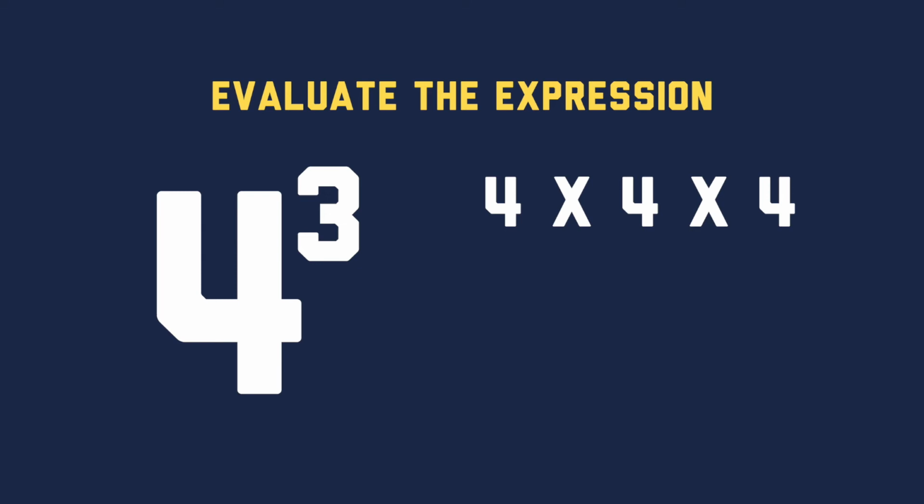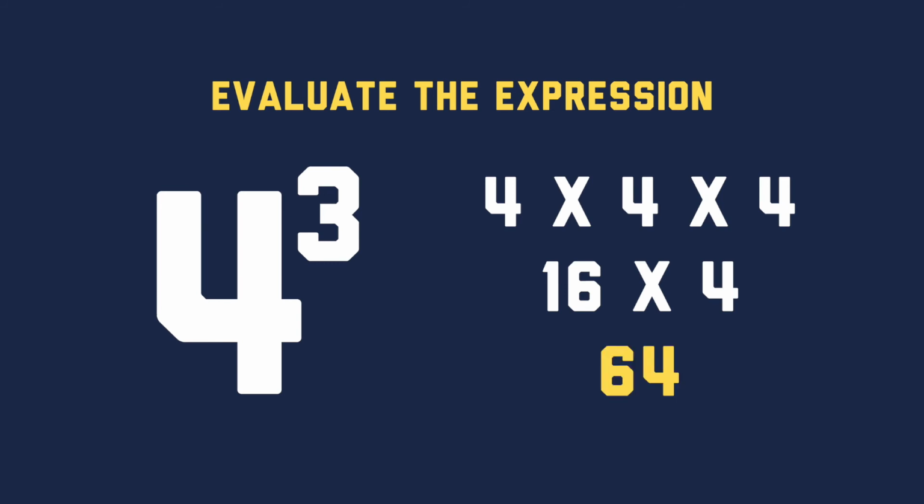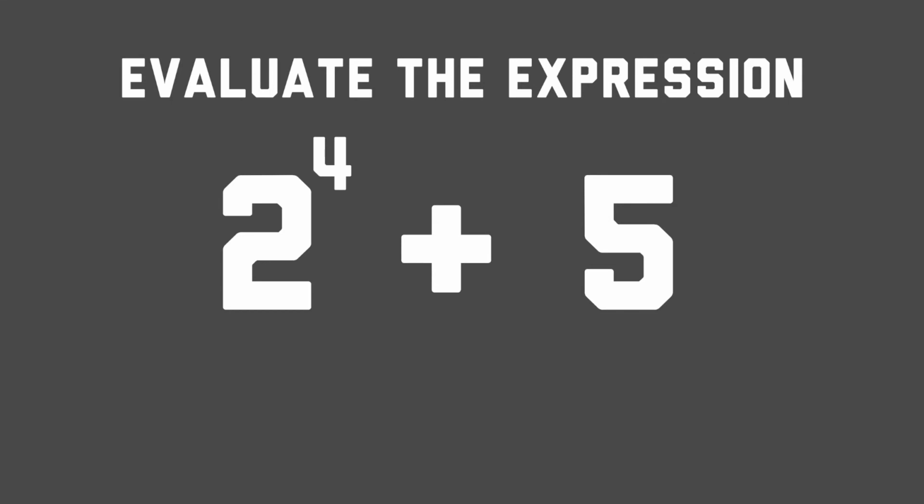And if we remember our order of operations, we always go from left to right. And right here, this is just a multiplication problem, so we're going to go from left to right. 4 times 4 gives me 16 times 4. 16 times 4 equals 64. So we can evaluate 4 to the 3rd power to equal 64. Let's try to evaluate another one.